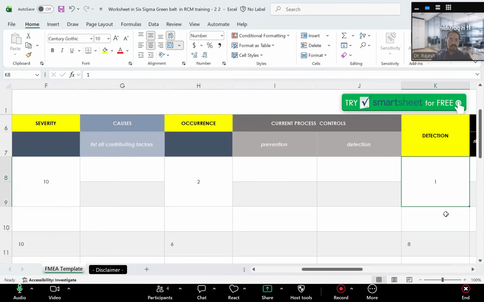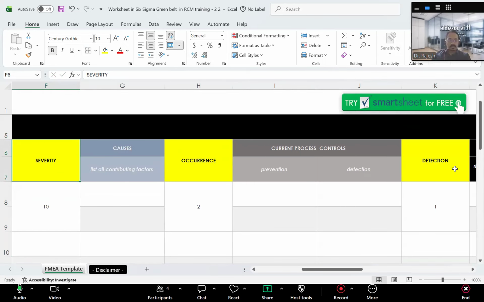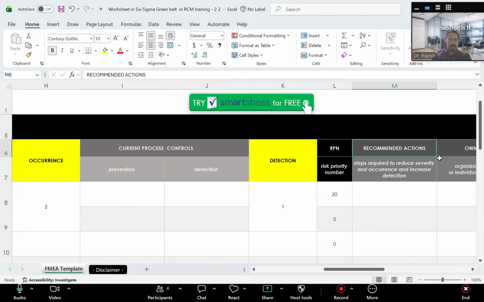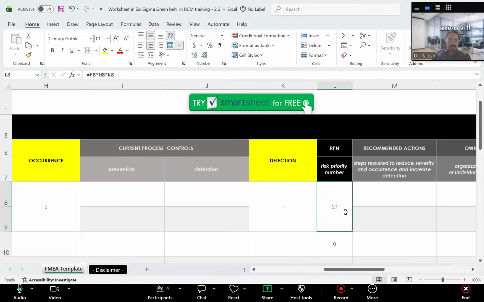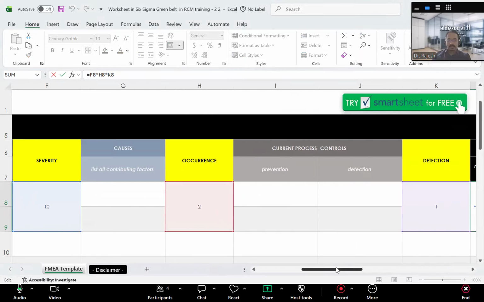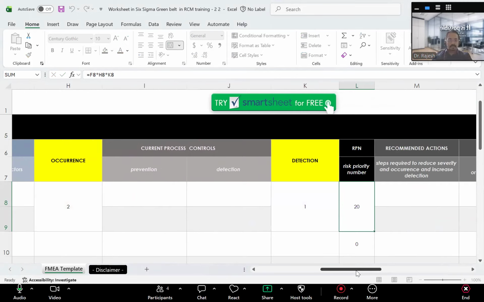You need to discuss these 3 points along with the team and give a ranking. The severity, occurrence, and detection are very important here. Based on that, you give a ranking. This is your ranking method. For example, the risk priority number is 20 for this case. How did it come? It is the severity, occurrence, and detection multiplied together. That is 20.